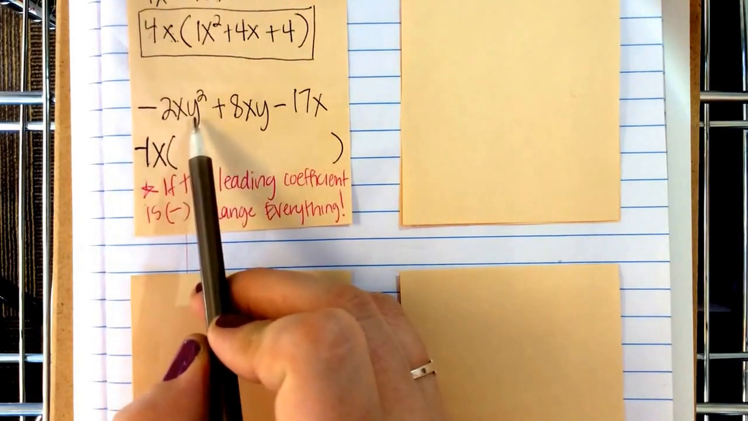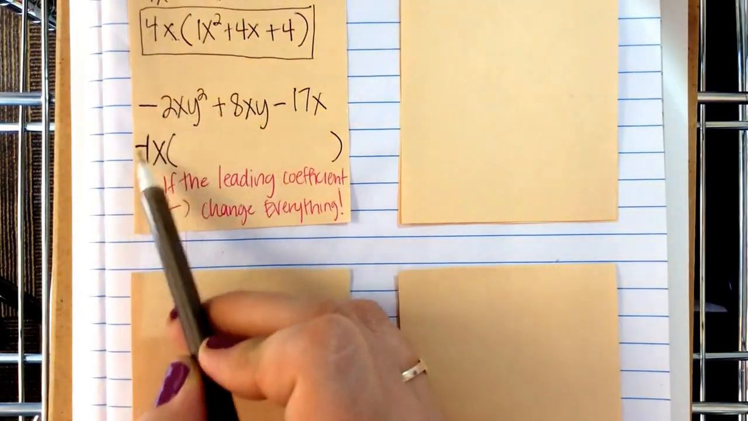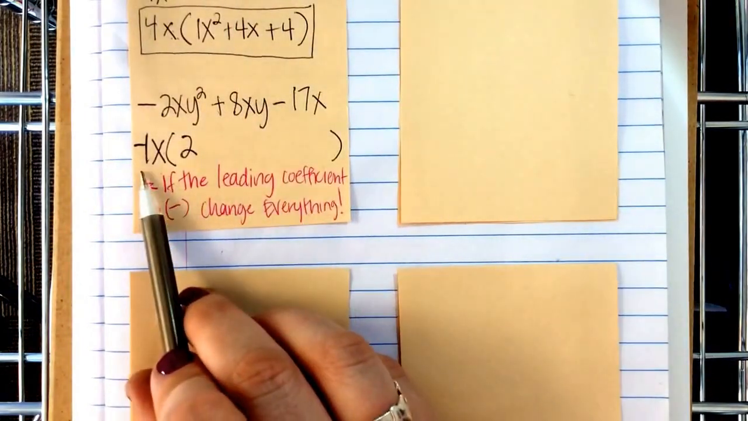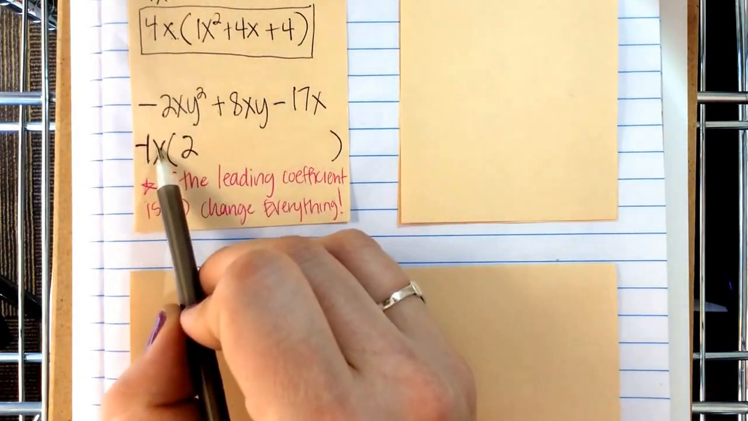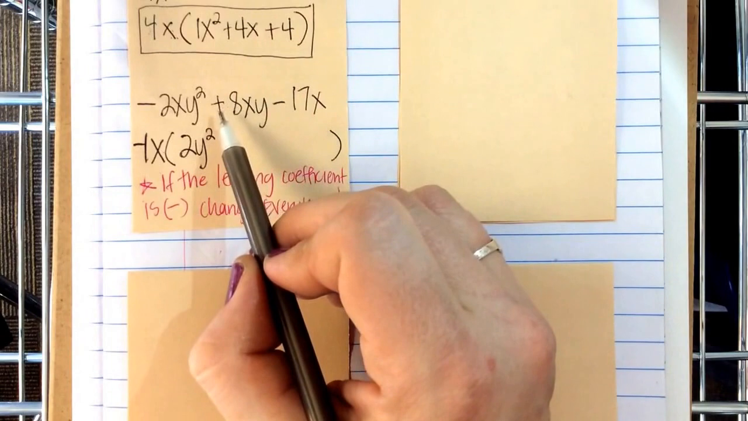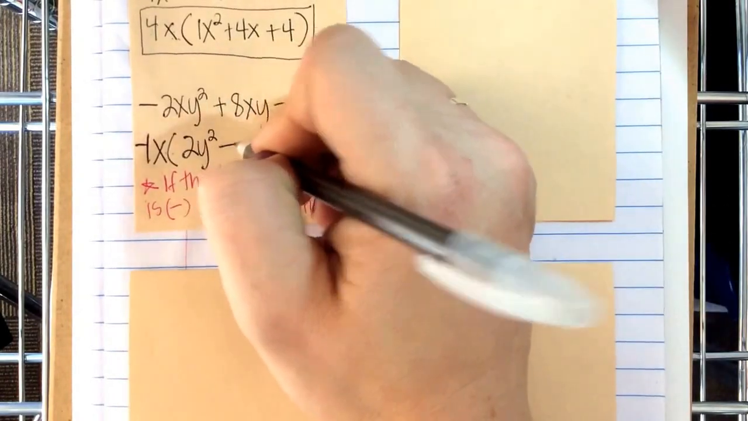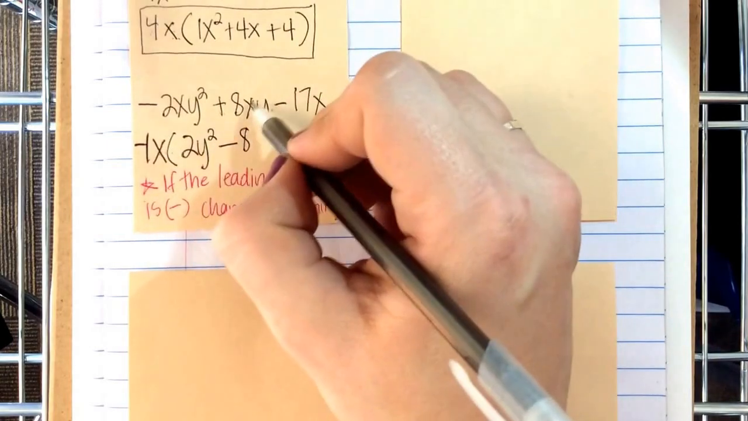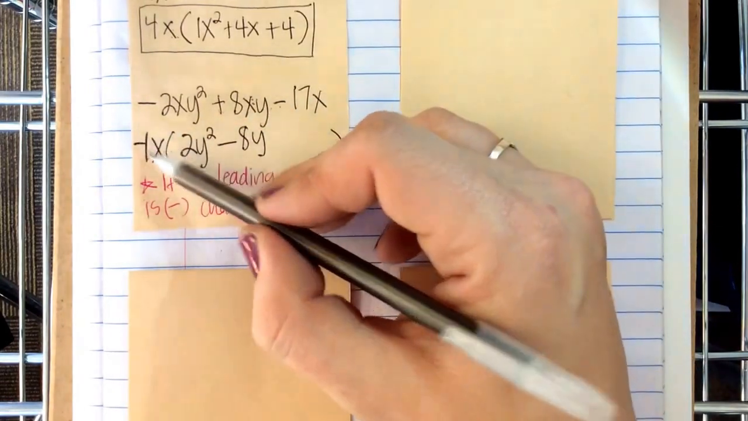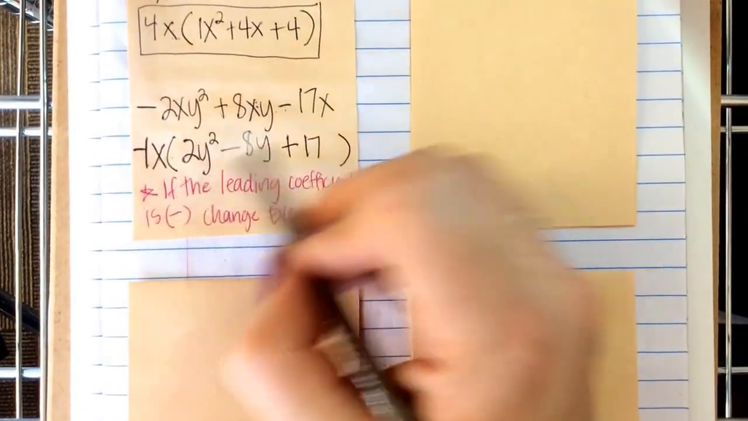What's negative 2xy squared divided by negative 1x? What's negative 2 divided by negative 1? Positive 2, right? I change it. If the leading coefficient is negative, change everything. So I take out that negative. 2, the x's cancel out, so what am I left with? Y squared. What happens to positive 8xy divided by negative 1x? Negative 8. The x's cancel out, and what are you left with? Y. And negative 17x divided by negative 1x, what happens there? Positive 17, and what happens to the x's? They cancel out.